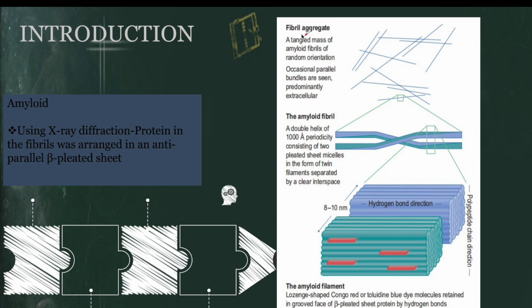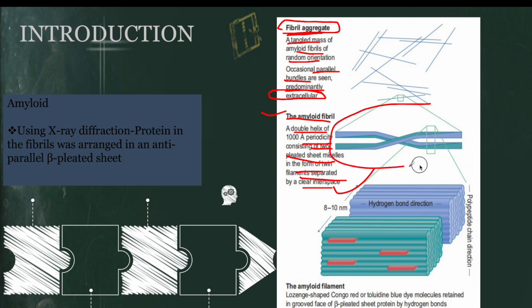Now, how is the amyloid formed? First of all, there is a term known as fibril aggregate. So, fibril aggregate is a tangled mass of amyloid fibrils of random orientation. Now, these are occasionally seen as parallel bundles and which are predominantly extracellular. Now, the next is amyloid fibril. Amyloid fibril is a double helix consisting of two pleated sheets, micelles in the form of twin filaments separated by clear interspace, as you can see in this pic.